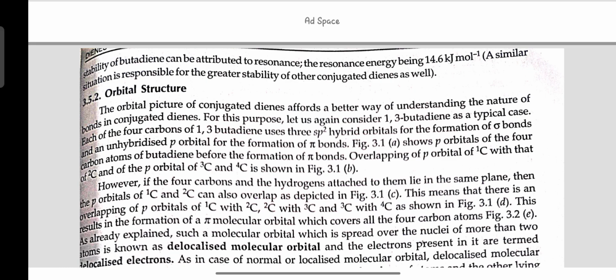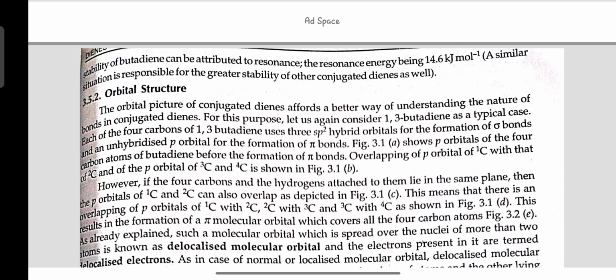A. Show p orbitals of the four carbon atoms of butadiene before the formation of pi bond. Overlapping of p orbital of the first carbon with that of the second carbon, and of the third carbon and fourth carbon, is shown in figure B. However, if the four carbons and the hydrogens attached to them lie in the same plane, then the p orbital of the second carbon and third carbon can also overlap as depicted in figure 3.1.